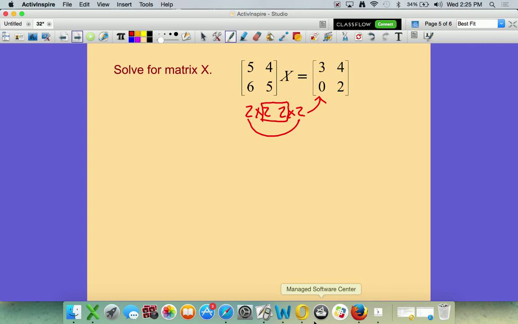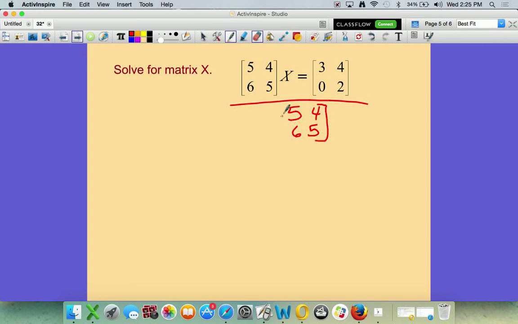Now, how do we do it? Alright, that is another question. Normally what we'd say to get X by itself, we'd say, well, let's divide both sides by 5, 4, 6, 5. Alright, and you're not necessarily wrong. That would get X by itself here, but we can't divide matrices. So we got to come up with a different way of doing it.